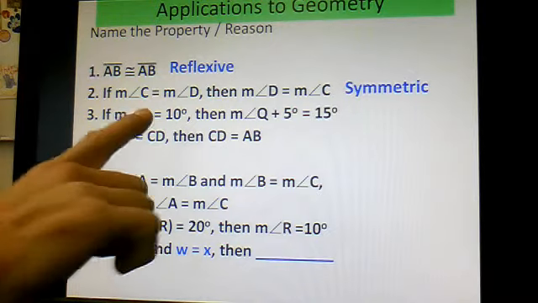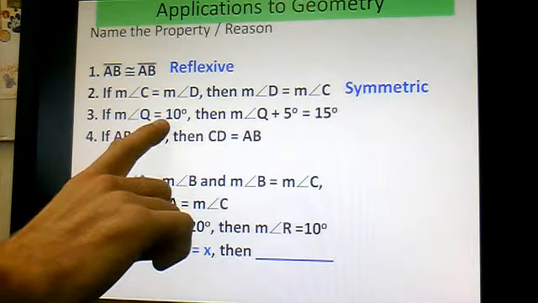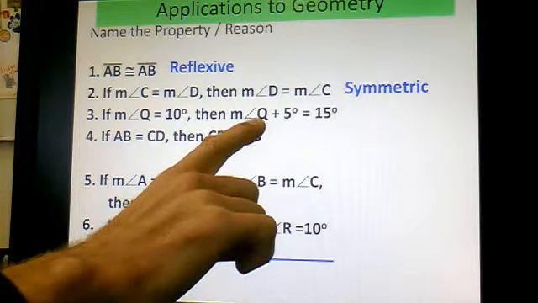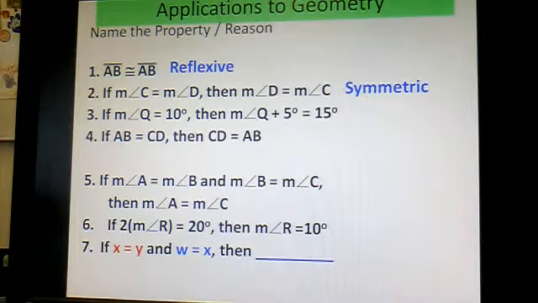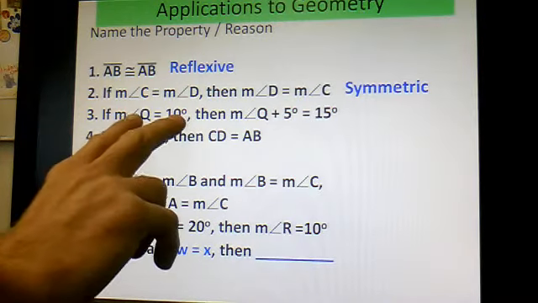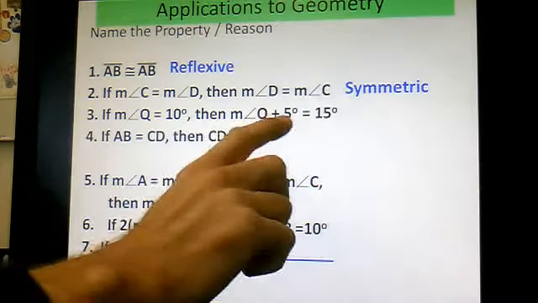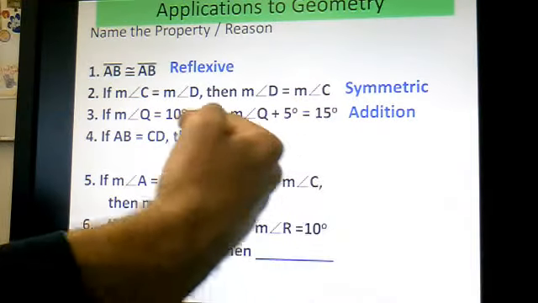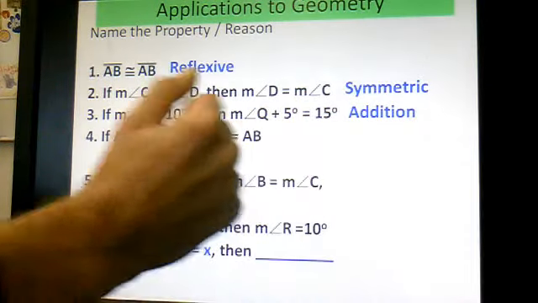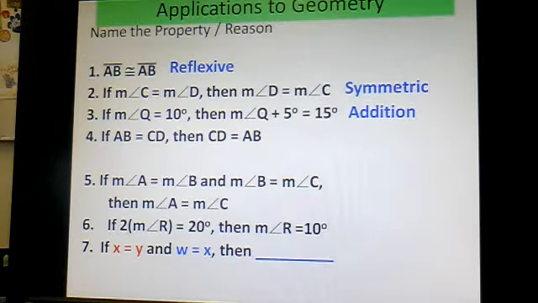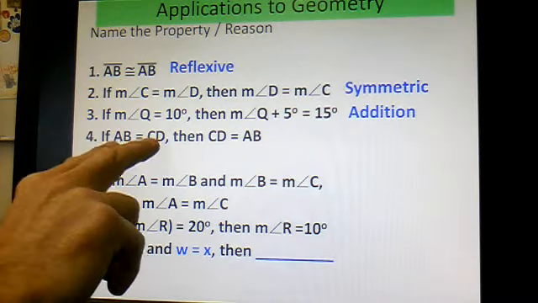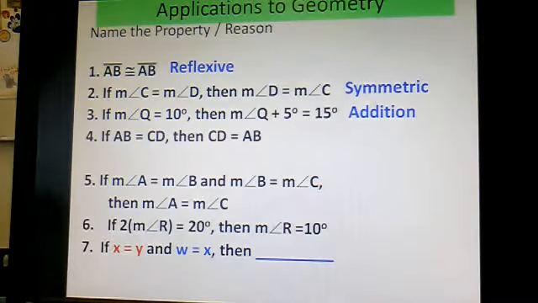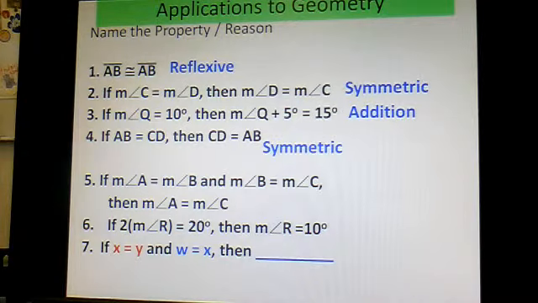The order of the logic matters on this one. Q is equal to 10 degrees. Q plus 5 is equal to 15. Hopefully you realize that I've just done something to both sides of this equation. I've added 5 and I've added 5. That's the addition property. If I were to do that problem backwards, it would be subtraction. I'd be simplifying this. It would be subtraction. The fourth one, given AB equal to CD, and now I've flipped it. Another example of symmetry. Symmetric property, an equation can be flipped around if it's a true statement.